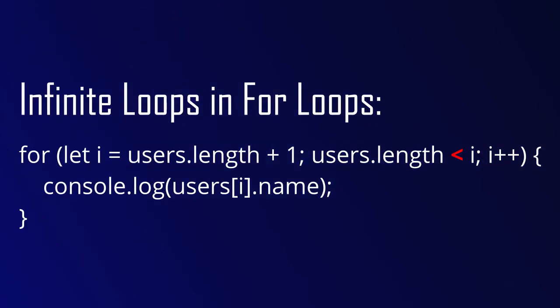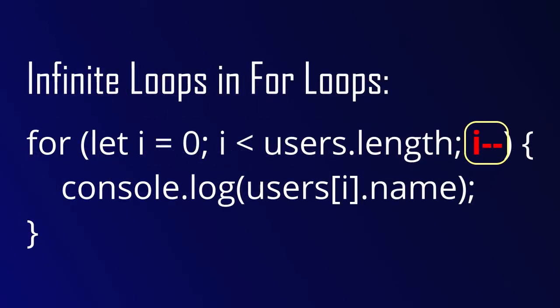In for loops, an infinite loop can occur usually in one of two ways. An infinite loop can occur when you set the ending condition incorrectly. It's very easy to put i is greater than users.length when you intended to put i is less than users.length. An infinite loop can also occur when you set the index variable update section incorrectly. One of the more common mistakes here is to put i-- when you intended to put i++.